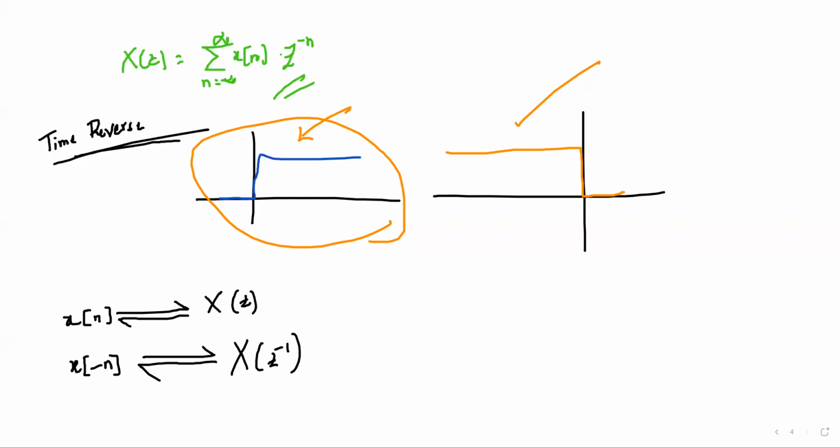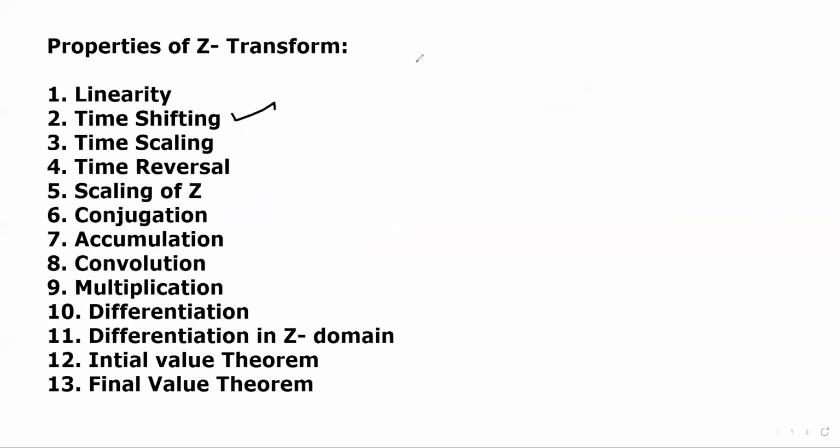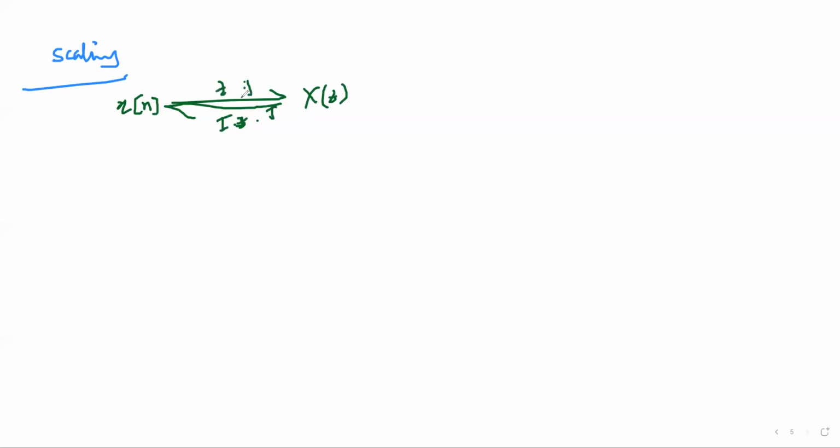Now, the next property. So far we have discussed linearity, time shifting, time scaling, and time reversal. Now the fifth property is scaling of z. How are we going to scale the z? If I take x of n and apply Z transformation, I get x of z. Applying inverse Z transformation, I get x of n.